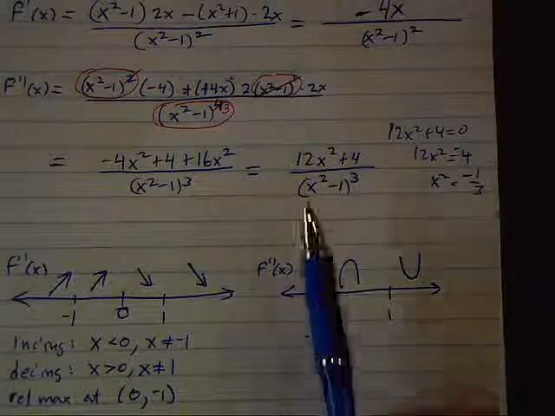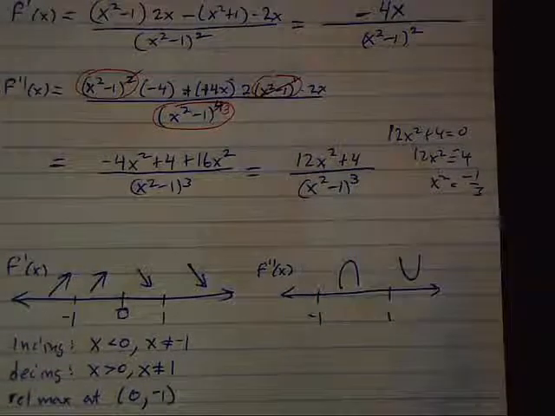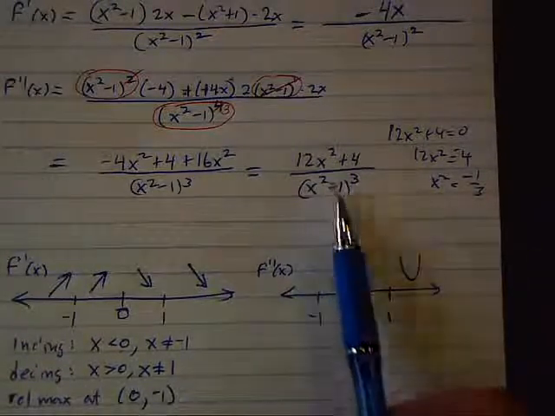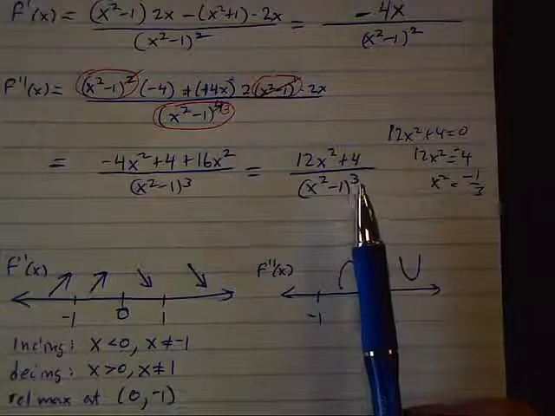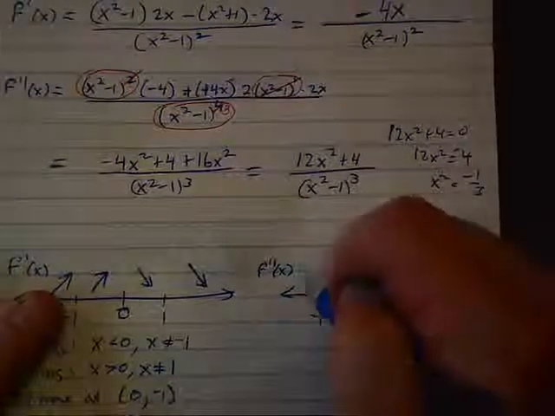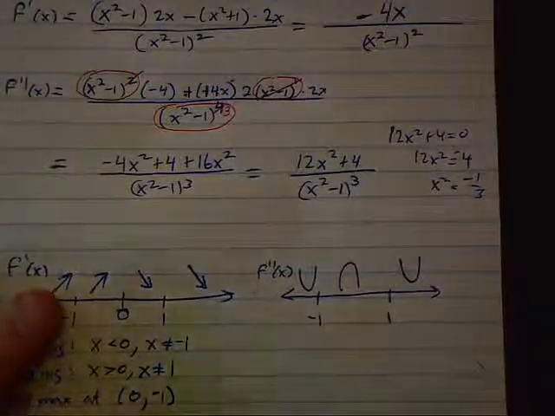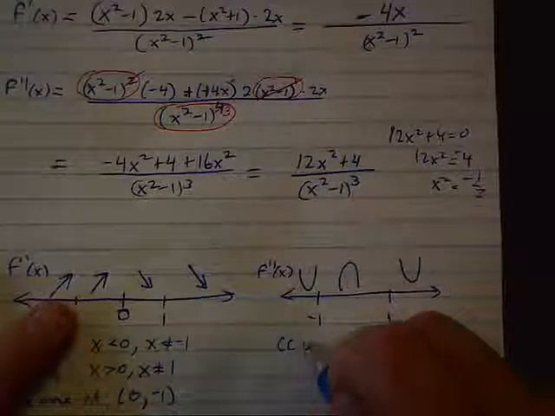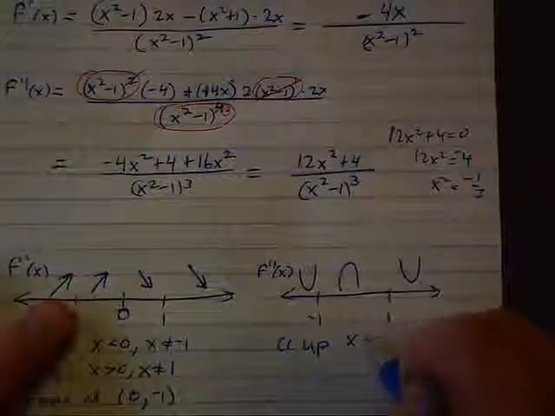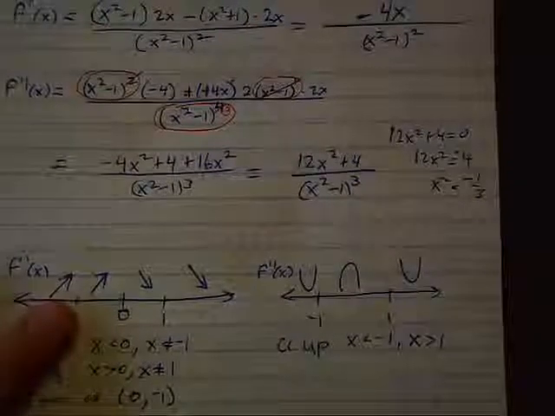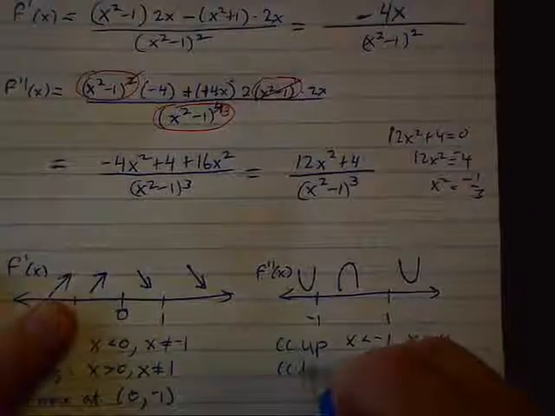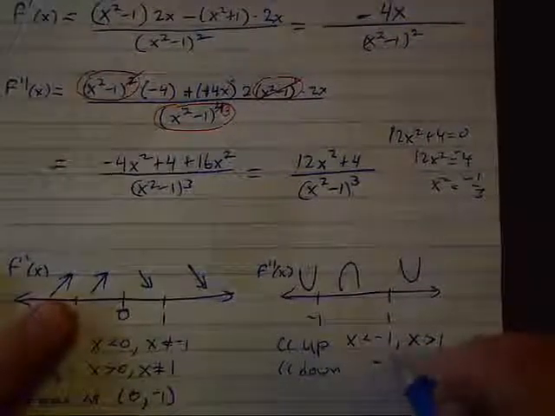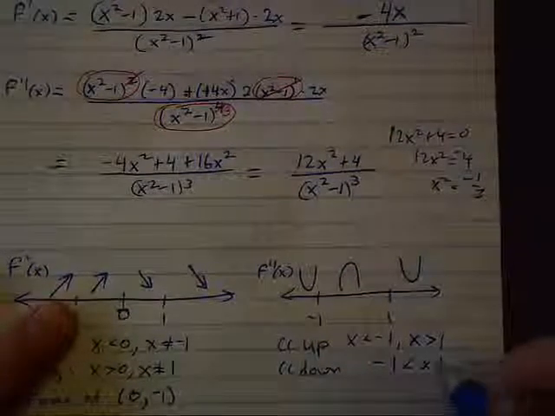Favorite number smaller than negative 1? Negative 2. I get 12 times 4 plus 4. That's positive. 4 minus 1, positive. Positive over positive is positive. Concave up there. So we have concave up, x less than negative 1, x bigger than 1. Concave down, x is in between negative 1 and 1.